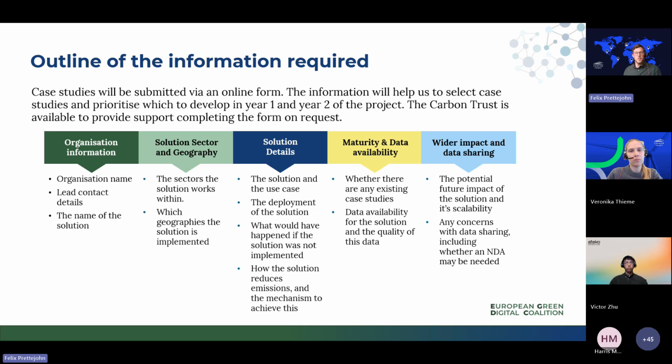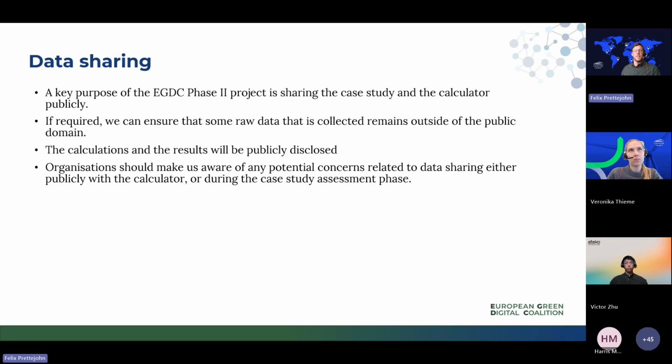So to expand on that last point, for data sharing, the key purpose of the EGDC project is to share the case study and the calculator publicly. So you have to be comfortable with the idea that we'll be sharing the marketing, high level result case study, but also a calculator will be disclosed.